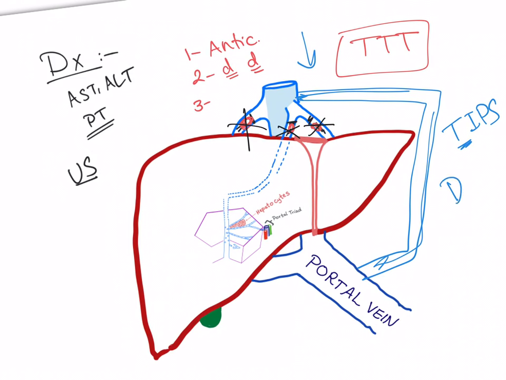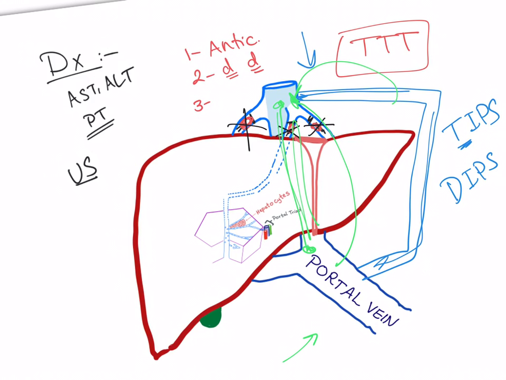The other one is DIPS. DIPS is direct. We go from the femoral vein down here and then go to the IVC and then from the IVC connect to the portal vein. In the real anatomy, these are close together, not that far.